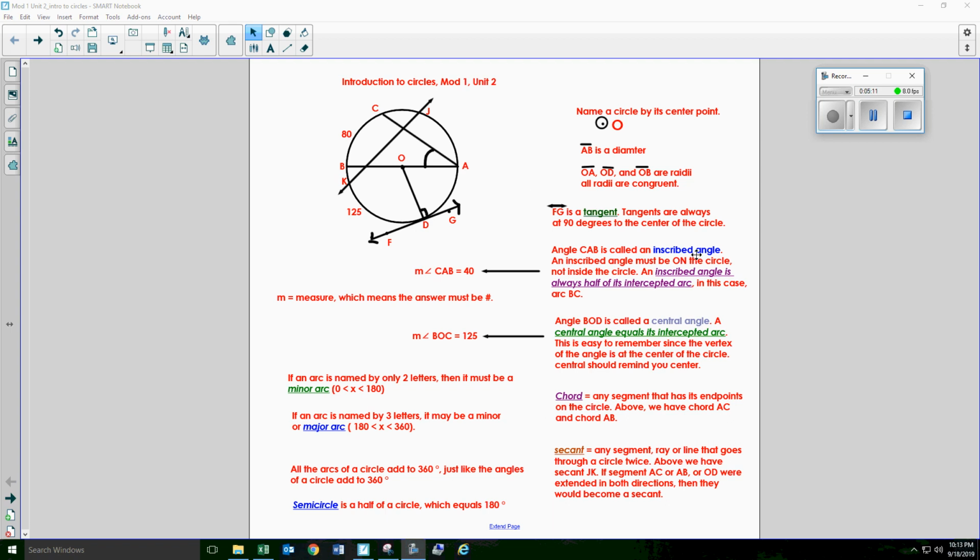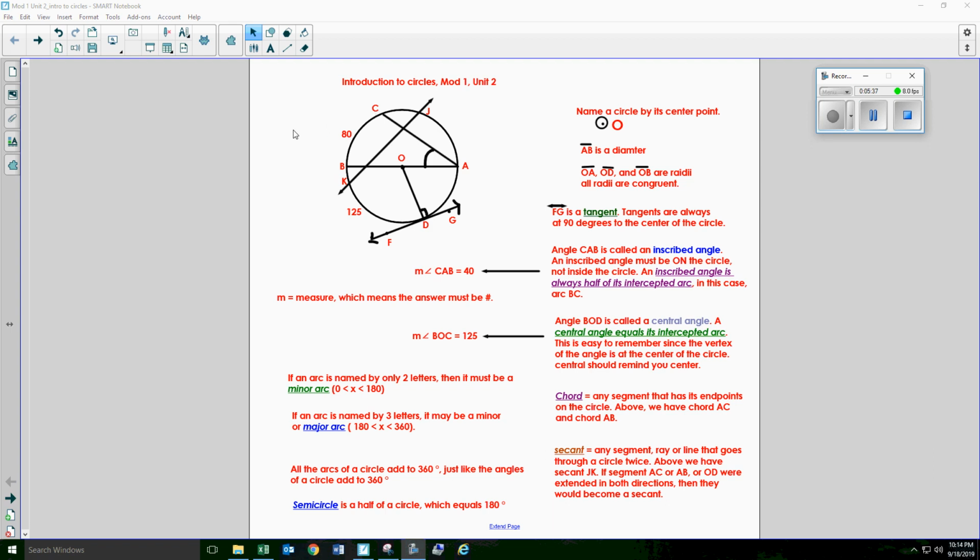So what can we learn about an inscribed angle? What's true about it, besides the definition of how you find one? An inscribed angle, as it says, must be on the circle, not inside the circle. And an inscribed angle is always half of its intercepted arc. So its intercepted arc, if I go out where the angle was created right there and there, is arc BC, is what we'd call that.